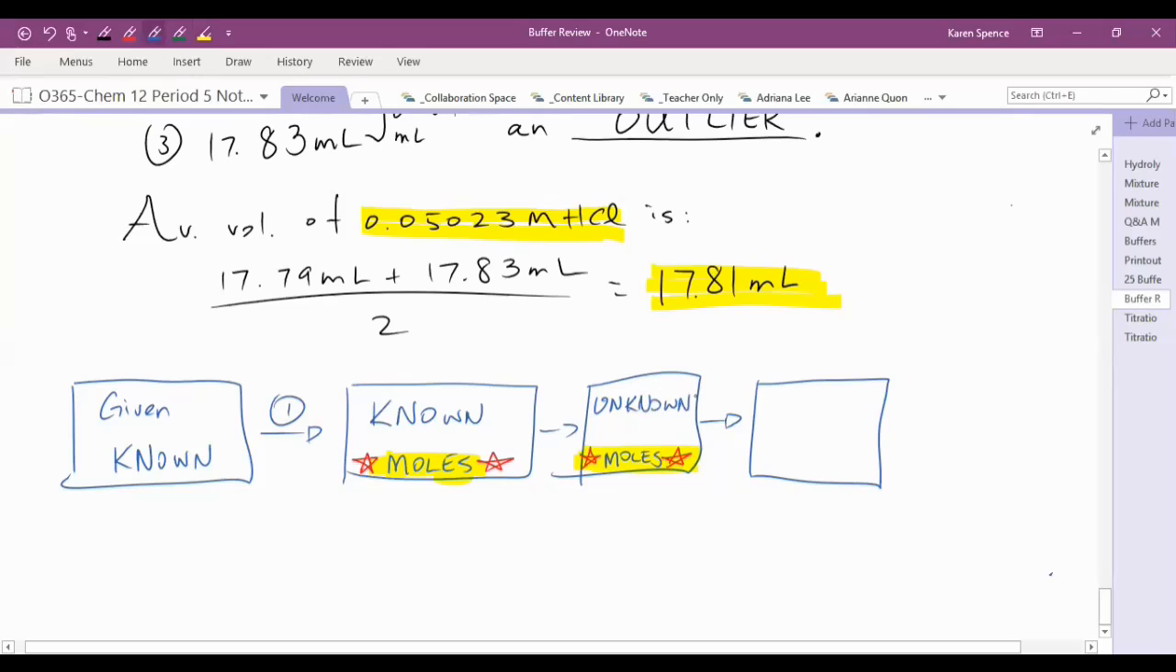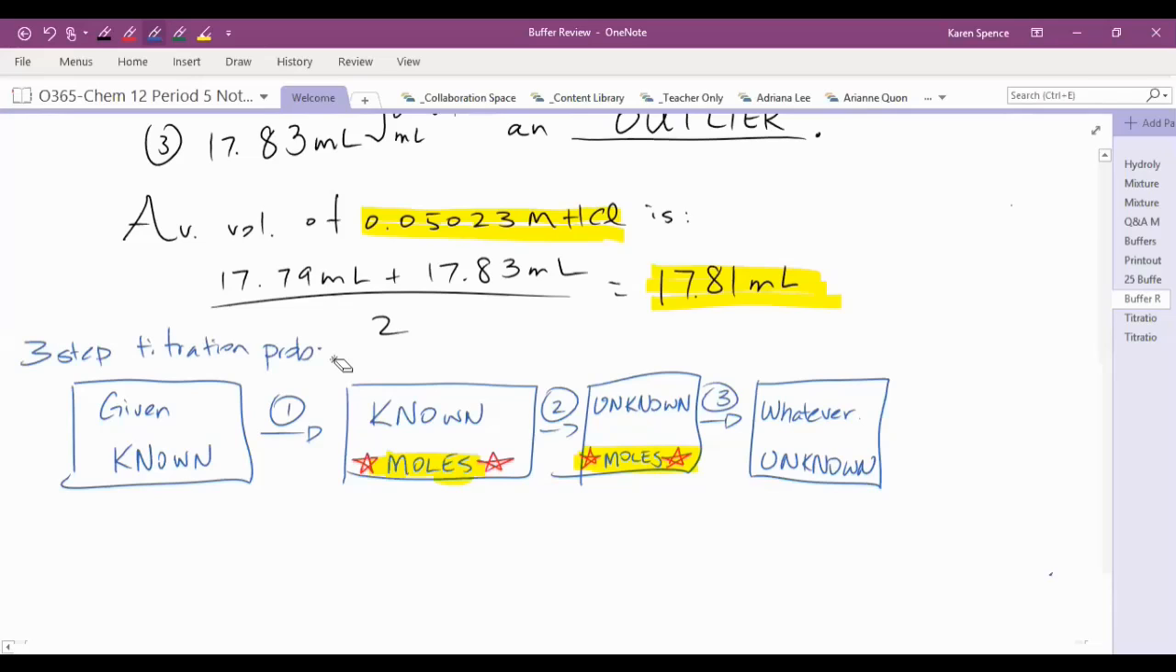And then finally, we're still working with the unknown. And I usually just put... We don't know how to spell unknown. We're just going to put whatever here, because that's going to depend on what's asked for in the question. Okay? So 1, 2, 3 steps for any titration problem. So this is our 3-step titration problem method. Didn't really leave enough room for that title, but that's okay.